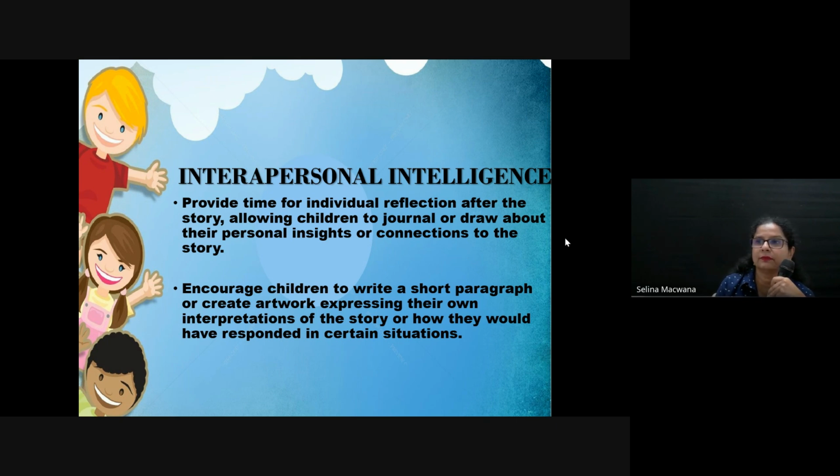Being a teacher, interpersonal intelligence is important. Yes, you have to be interpersonal as a teacher. It can be difficult if you're not interpersonal, because you won't be able to empathize with the children.